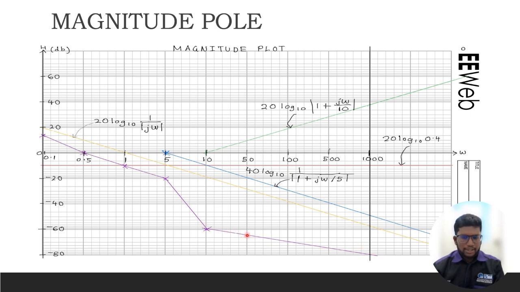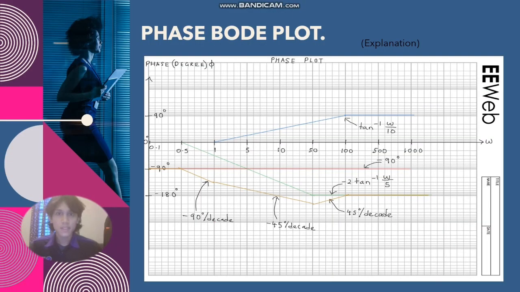So I plot until down. So this is my result for the magnitude plot. Next, my friend is going to explain about the phase plot. This is our phase bode plot.